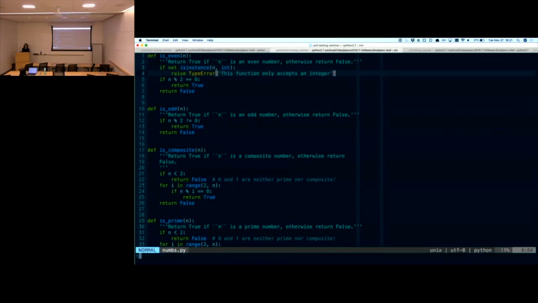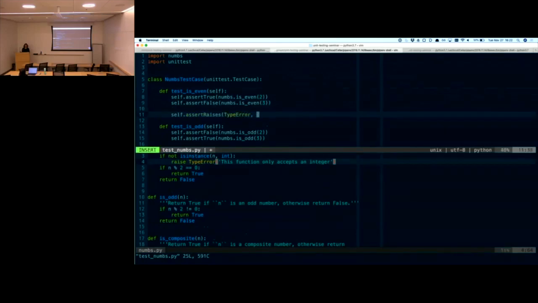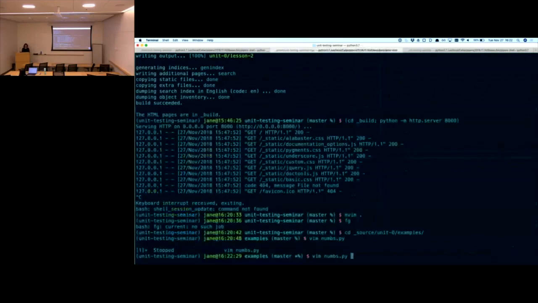And then what we can do in our test file is we can add this assertion to our test, which basically says, make sure that if somebody passes something that's not an integer, a type error gets raised. Does that make sense? So let's try to run that. Let's see if I actually did that correctly. Live coding is always an adventure.